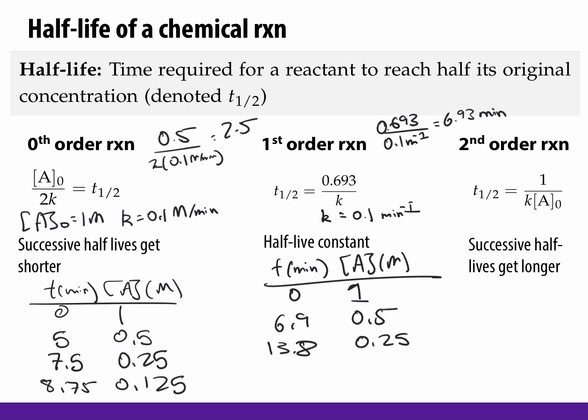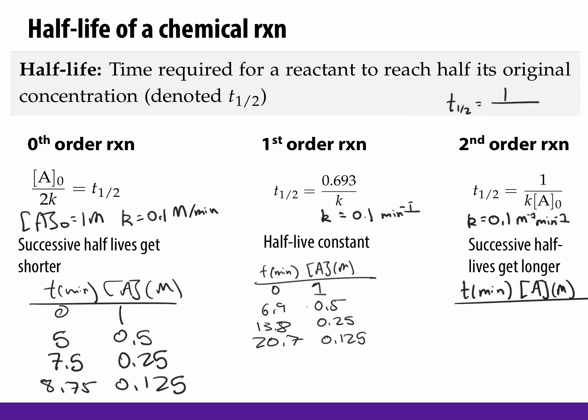Again, what if I add another half-life, 0.125? That's going to be 20.7 minutes. So every single time I add another 6.9 minutes, I cut in half again and again. That's the only order where that's true, where the half-life stays constant as I keep going. And again, that's because concentration is not in that equation.